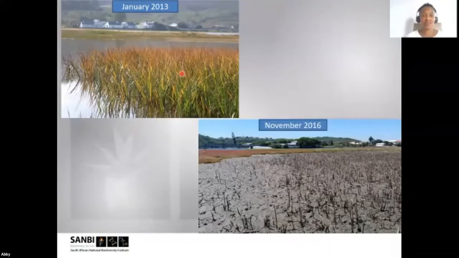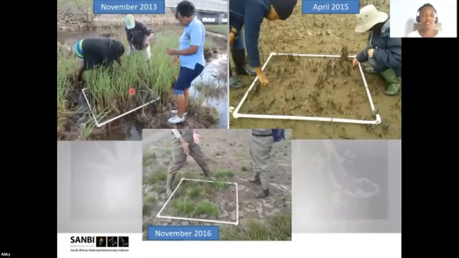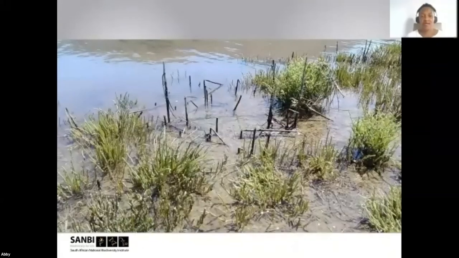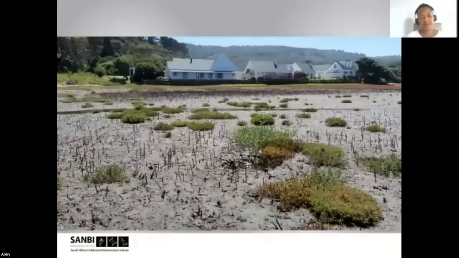Another set of cool pictures. This was 2013, and then this is how the site was looking in 2016. More cool pictures. We started here. We used to record hundreds of Spartina alterniflora, and then from there we recorded many dead stems of Spartina alterniflora, and then from there we started recording native vegetation without seeing any live Spartina alterniflora. Again, the green vegetation here is Sarcocornia species occupying an area that was previously occupied by Spartina alterniflora.